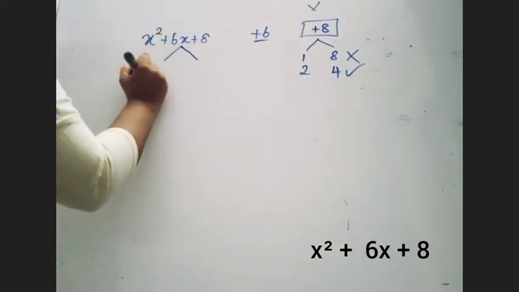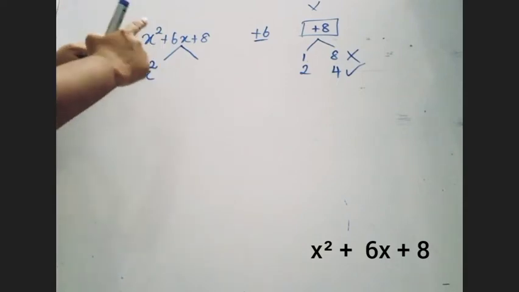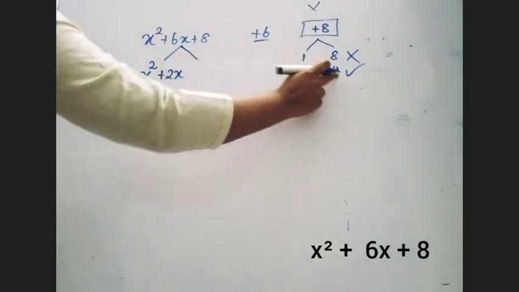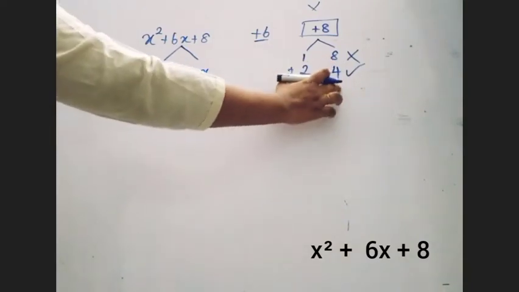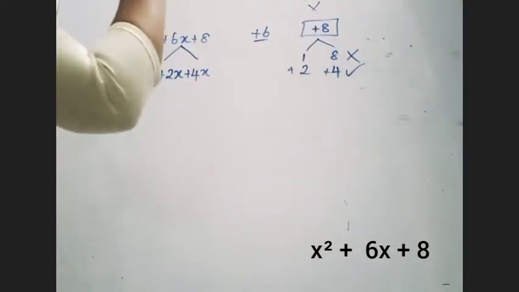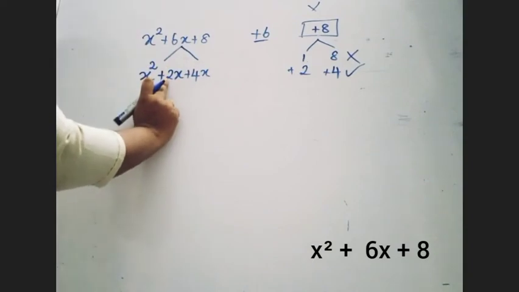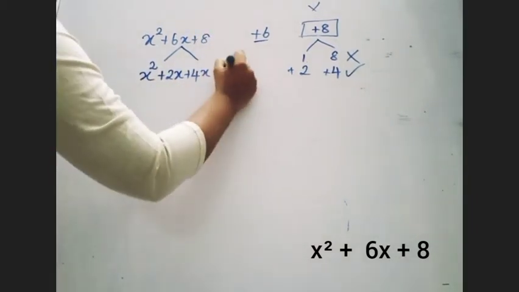Okay, so let's rewrite it again. x square is going to be the same. After that, 6x, we are going to write as plus 2x and then plus 4x. See, plus 2 and plus 4. When you multiply, 4 times 2 is 8, and 4 plus 2 is 6. Right? Here, don't worry about the order. You can even put plus 4x in front and this one next. It doesn't matter. The answer is going to be the same. After that, this positive 8.